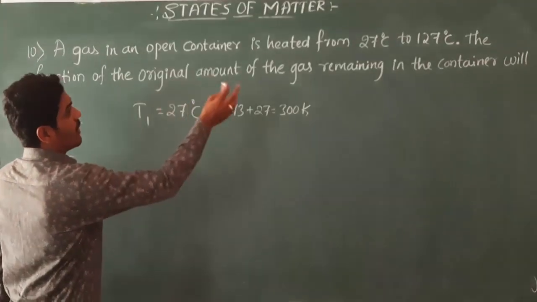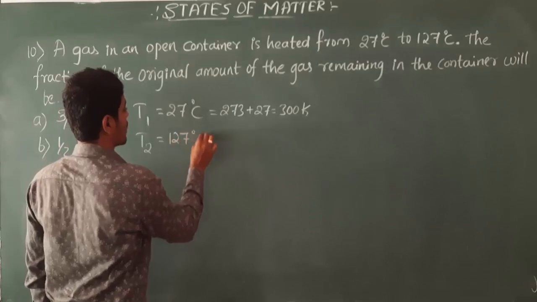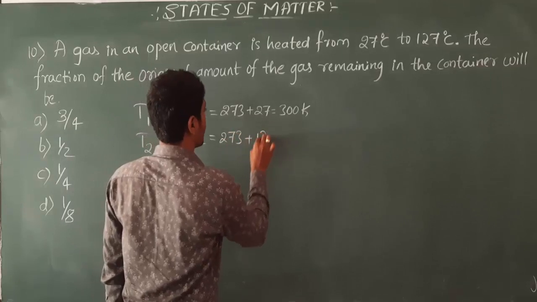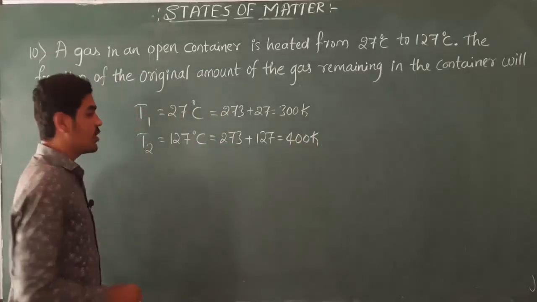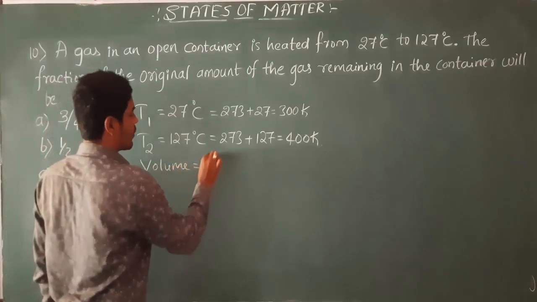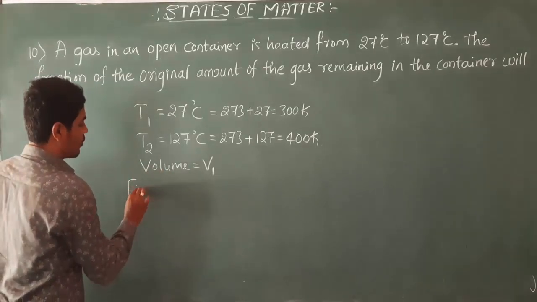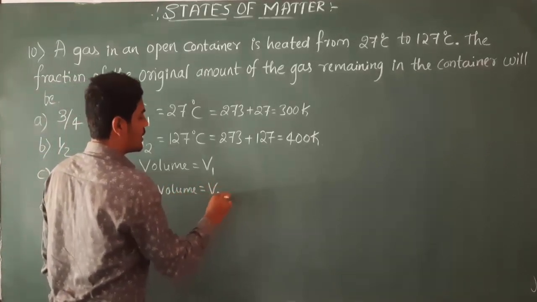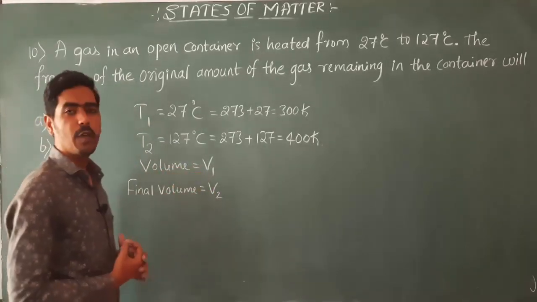And then it is heated to, that is T2 is 127 degree Celsius. So how much will it give? 273 plus 127, that is equal to 400 Kelvin. Now initially let us consider the volume is equal to V1. Starting volume was V1, understand it like that. And final volume will be V2. We don't know the initial and final volume, so I have taken it as V1 and V2.